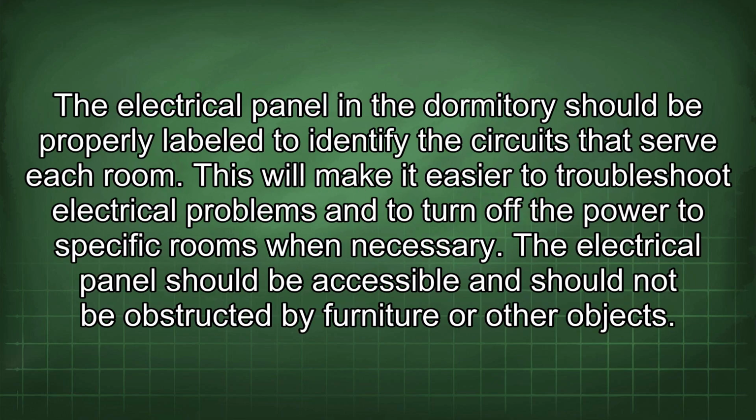The electrical panel in the dormitory should be properly labeled to identify the circuits that serve each room. This will make it easier to troubleshoot electrical problems and to turn off the power to specific rooms when necessary. The electrical panel should be accessible and should not be obstructed by furniture or other objects.